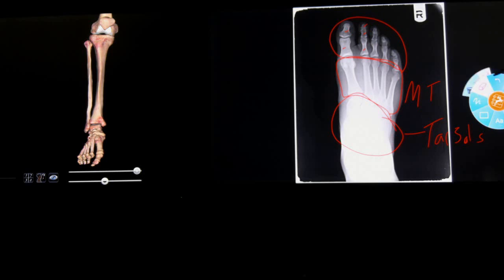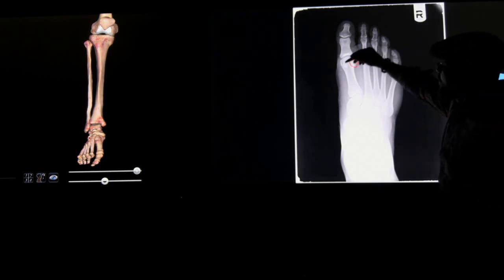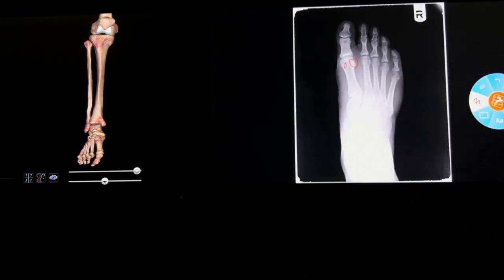Let's go to these. You saw these on the upper extremity there. You should know what those are. They form in tendons at points of stress, sesamoid bones, okay? You have 2 of those on the first metatarsal as well.